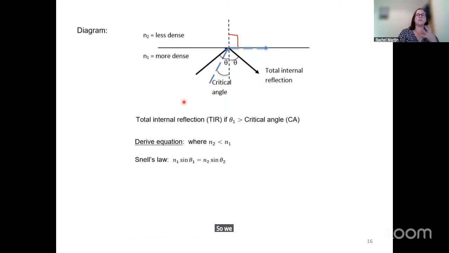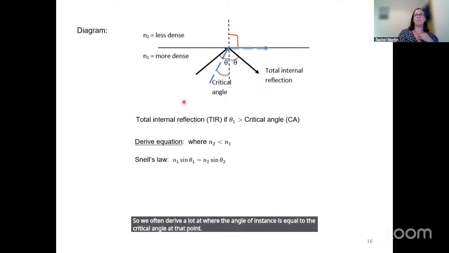So we often derive a lot at where the angle of incidence is equal to the critical angle at that point.